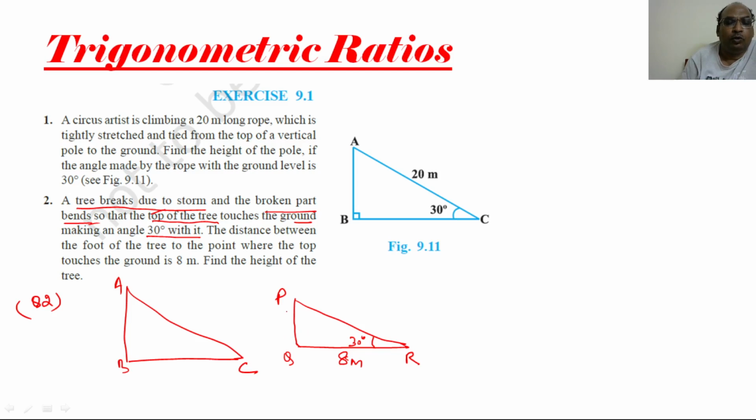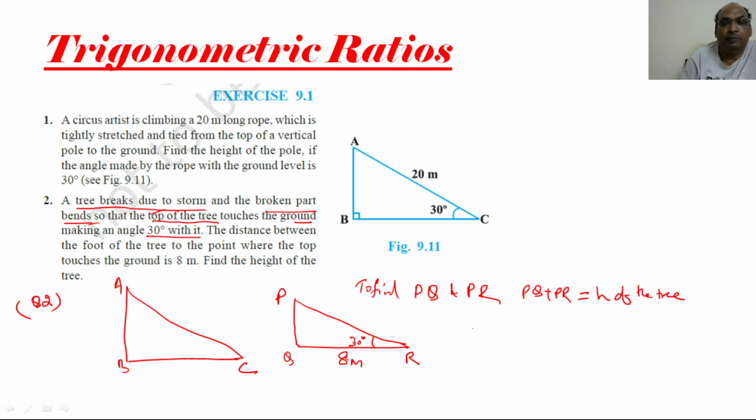So the total height we have to find out. Suppose PQ we have to find out and PR also we need to find out. What we need to find? PQ and PR, and we will add PQ plus PR. That will be the height of the tree. So let us first find PQ.